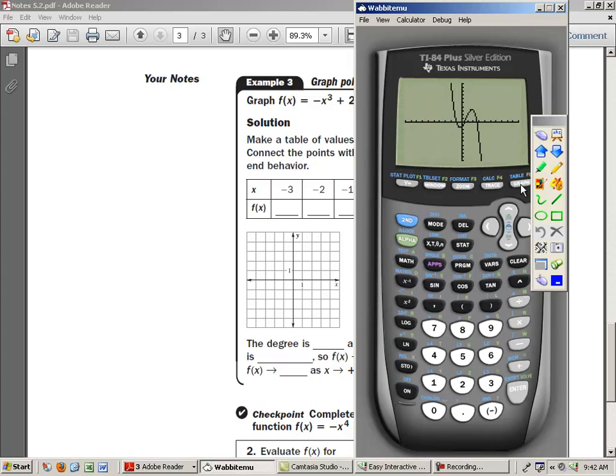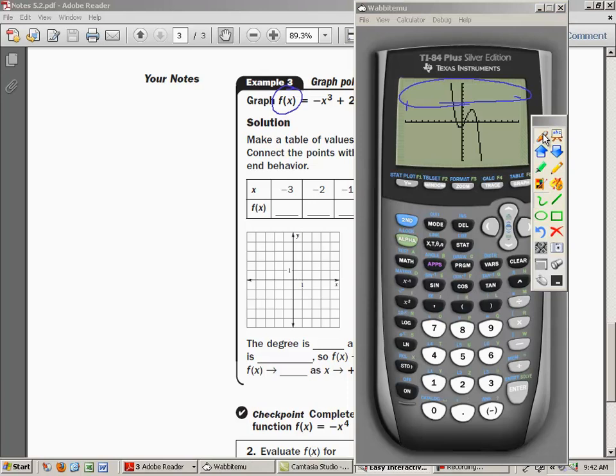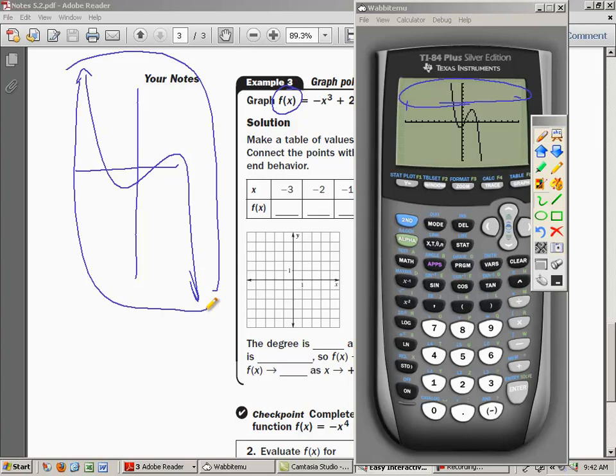All right, so there's a graph of that function. Now, as we said, going back to our pen mode here, this thing is going to look something like this. You guys should have that sketched in your book already. Does that kind of match what we started with here?